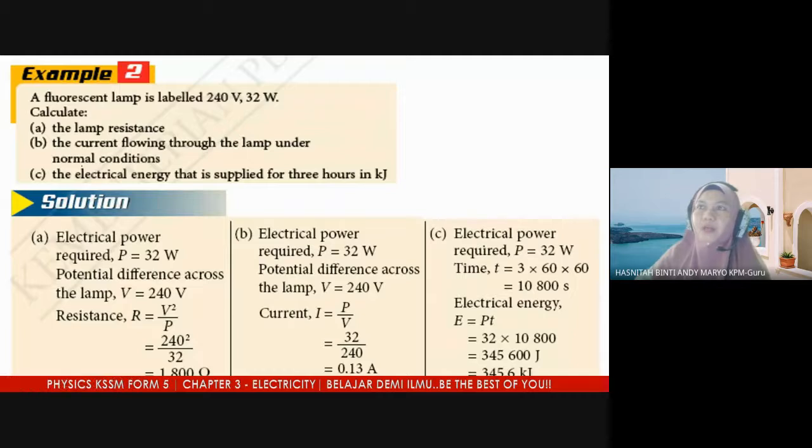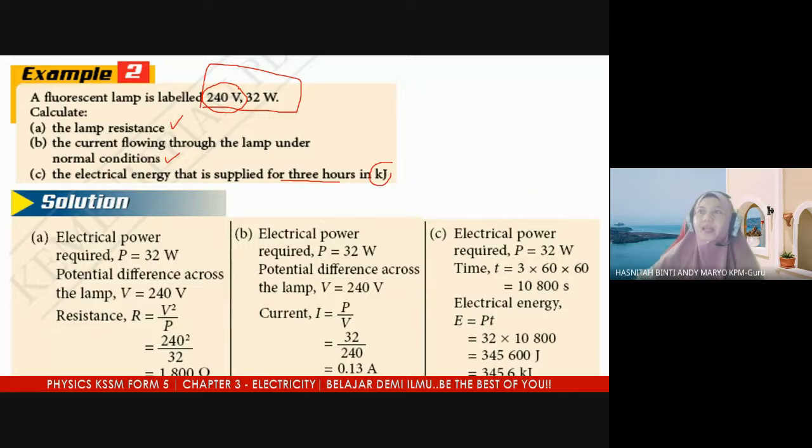Example number 2. A fluorescent lamp is labeled with its power rating and working voltage. First, find the resistance of the lamp. Second, the current flowing through the lamp under normal condition. Normal condition means when it is supplied with 240 volt. Third, the electrical energy supplied for 3 hours in kilojoule. 3 hours, and they want you to put it in kilojoule unit.